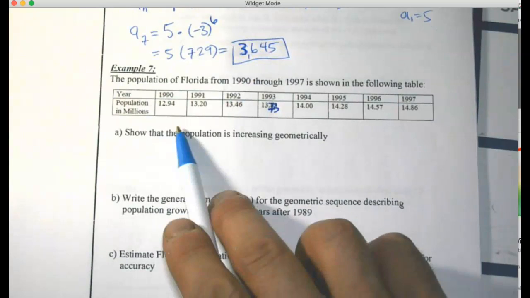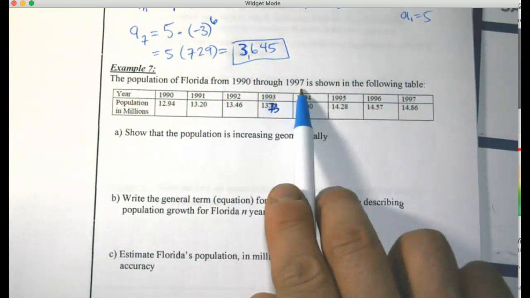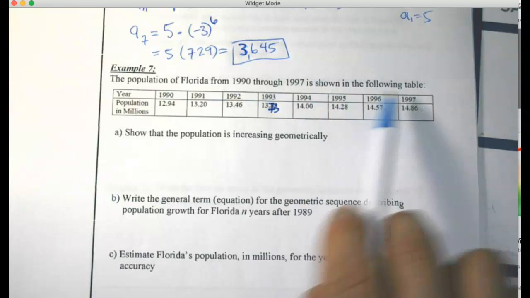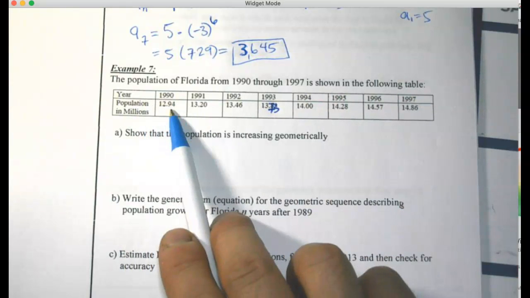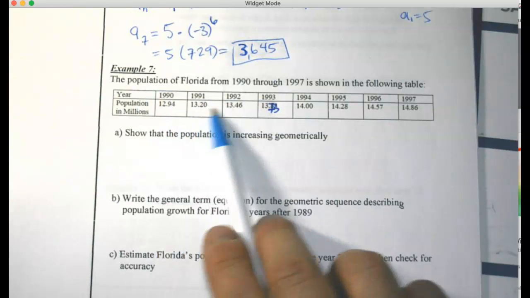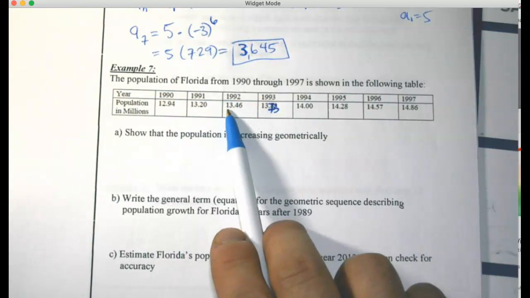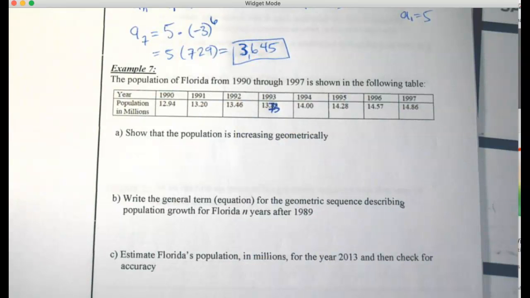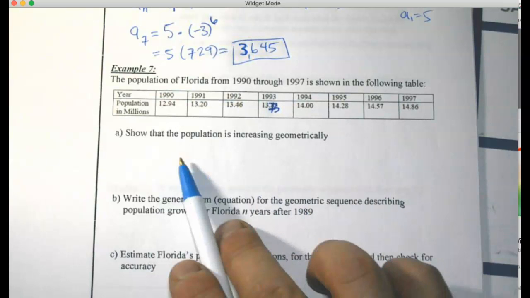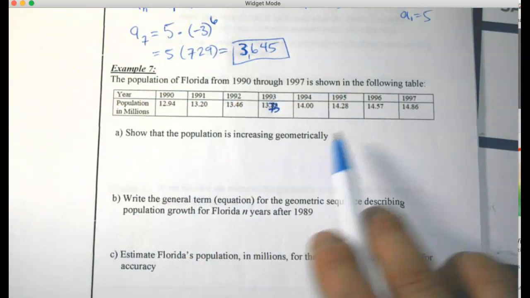In this problem, we have the population of Florida from 1990 through 1997 shown in the following table. 1990, population in millions, 12.94 million, 13.2 million, 1992, 13.46 million. So we have Florida's population here from the 90s. And let's show that the population is increasing geometrically.